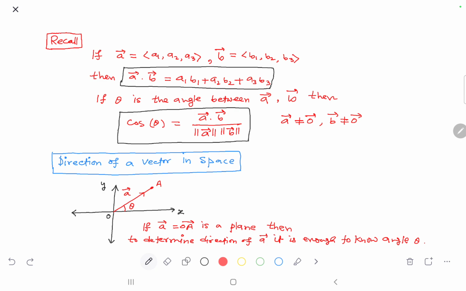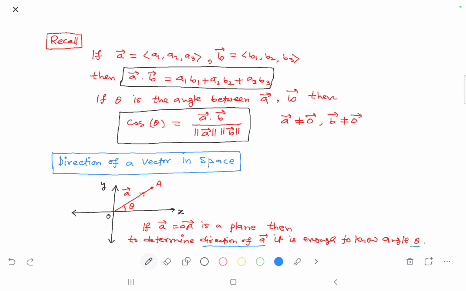Right? So how much angle it makes with the positive x-axis? Suppose I give you a vector and I ask you to draw it in the xy plane. You will start from the point O, but you don't know where to take the terminal point. If I provide you how much angle it makes with the positive x-axis, then you can draw the terminal point, right? So the direction of a vector in a plane is determined by the angle theta, where theta is the angle that the vector makes with the positive x-axis.